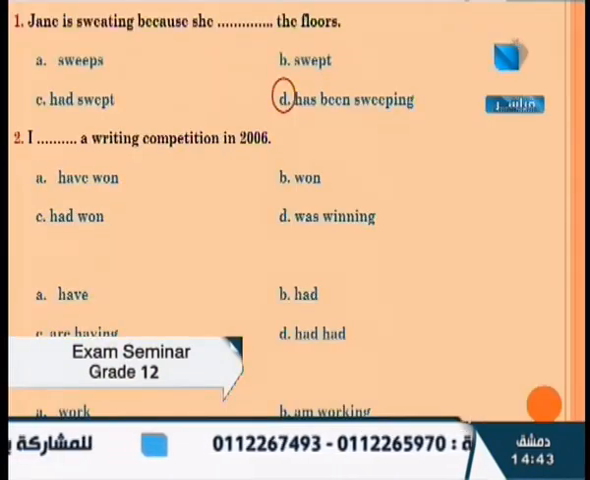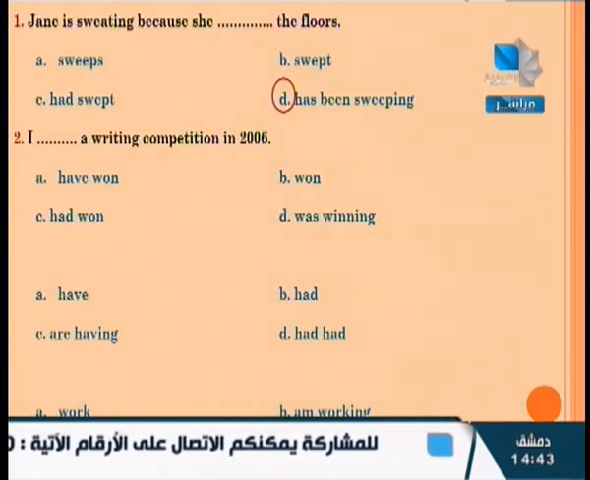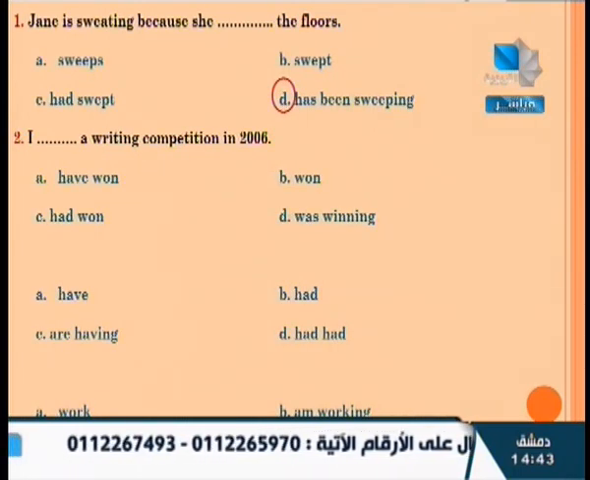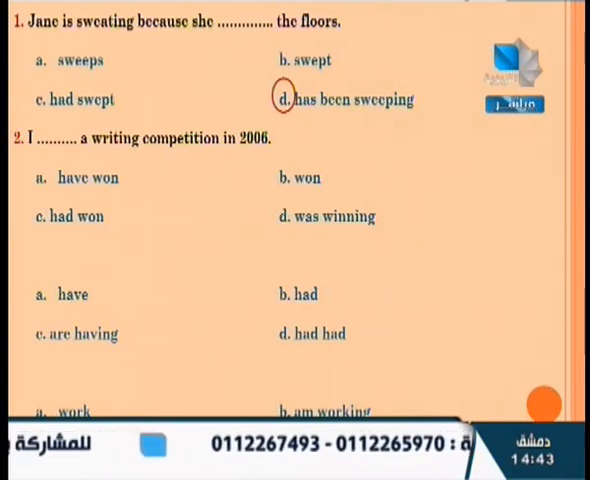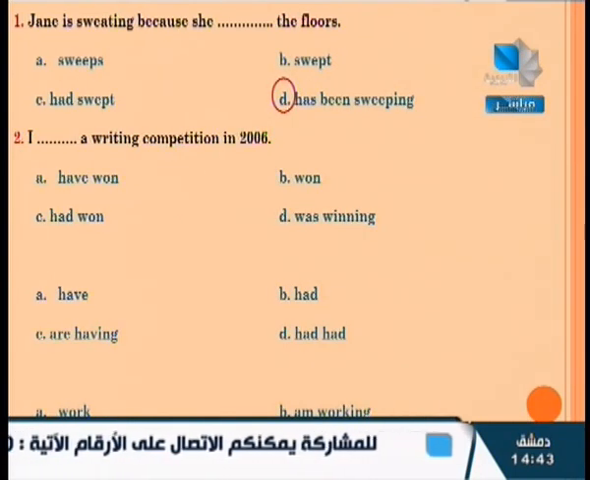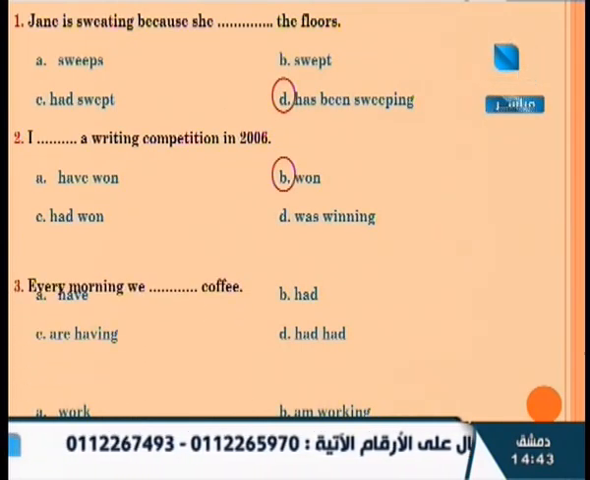Next one. Blank a writing competition in 2006. Here we have a specific point in the past. The four choices: have won, had won, was winning. The correct answer here is won, because we are talking about, as I said, a specific time in the past.